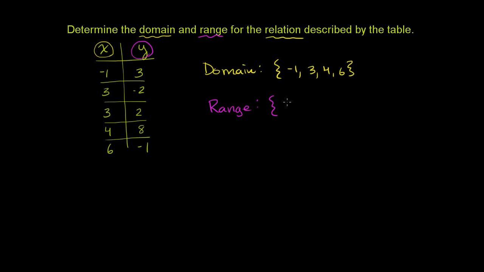So the range here, well, our y value can take on the value 3. It can take on the value -2. It can take on the value 2. It can take on the value 8. And it can take on the value -1. And we're done. These are the x values for which this relation is defined, that you can actually find in an association, a relationship. And these are all the y values. These are kind of all of the outputs of the relation that it can take on. And we just looked right over here to find them.